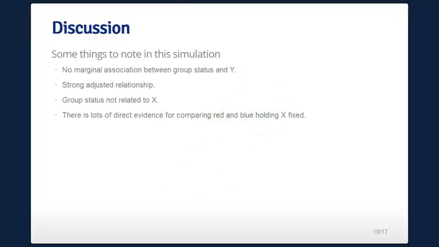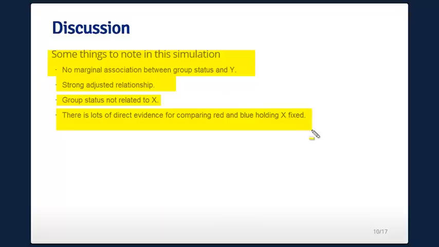Okay, so just to summarize these points again: no marginal association between group status and y, and a strong adjusted relationship. In this case, group status is not related to x. If I told you x, you wouldn't be able to guess group status terribly well. But there's lots of direct evidence for comparing the two groups holding x fixed. So that's a good example.